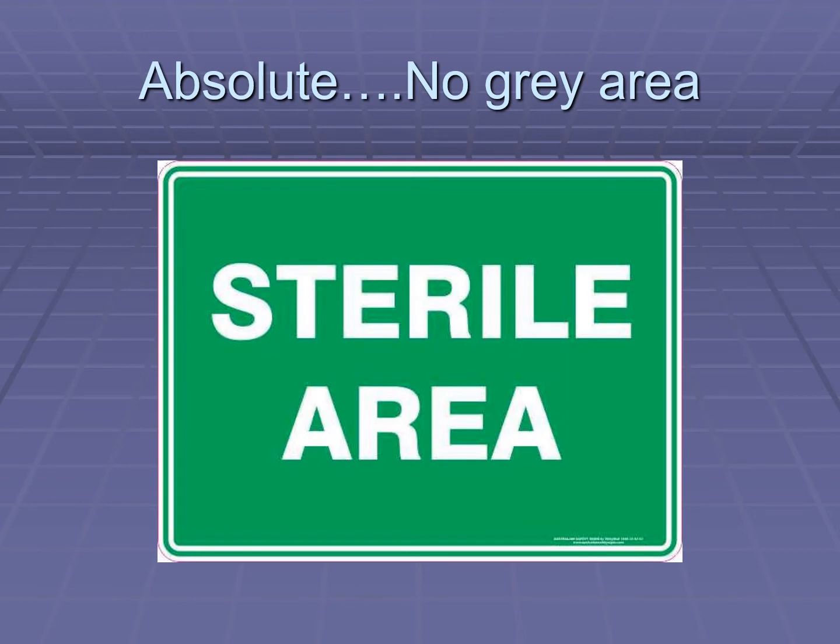So when we say something is sterile, it either is or it isn't. If something is sterile, that means that it is completely devoid, completely free of all living microorganisms, including the pesky spores. Okay, so there's no gray area here. Either something is sterile or it's not sterile. Nothing is ever partially sterile.